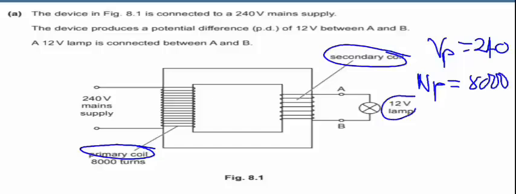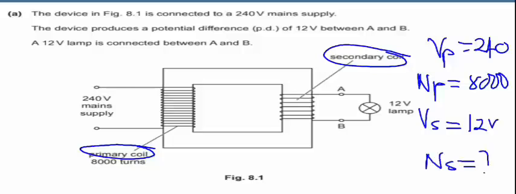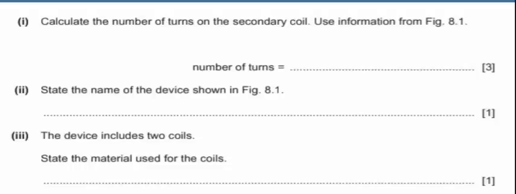Then the voltage on the secondary coil, we say Vs, which is 12 volts. What about the number of turns on the secondary coil? Here we don't have it. So let's see the question. The first one, Roman numeral 1, is saying calculate the number of turns on the secondary coil. Use information from figure 8.1.